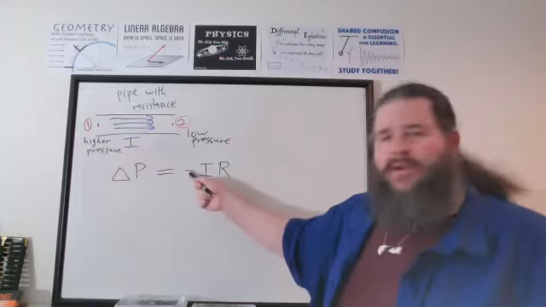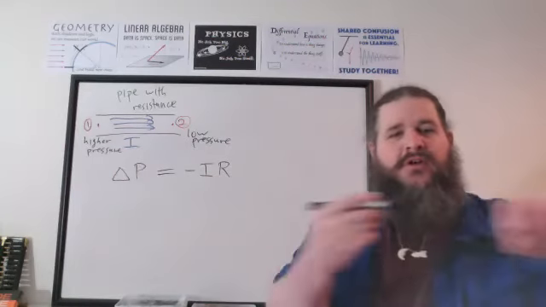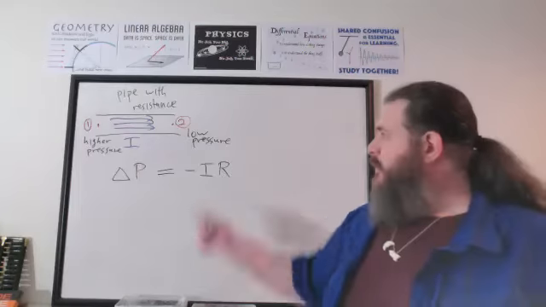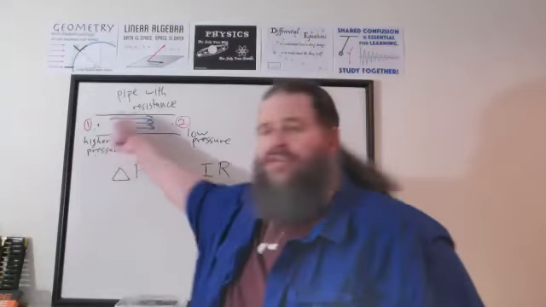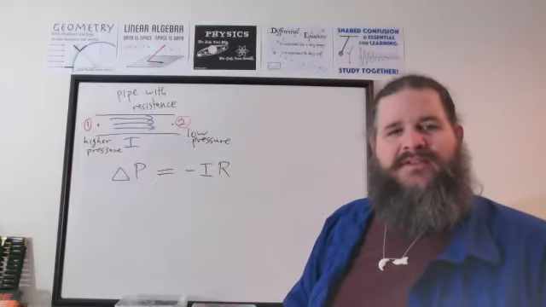In fact, that's ultimately what this negative sign signifies here. The negative sign means in the direction current is flowing, pressure is going to be decreasing. Or to put it another way, current flows from the high pressure zone towards the low pressure zone, if you're talking about a section of pipe with resistance.